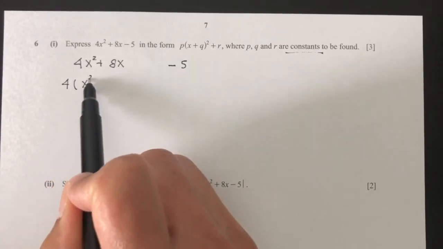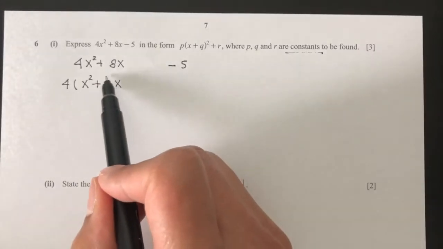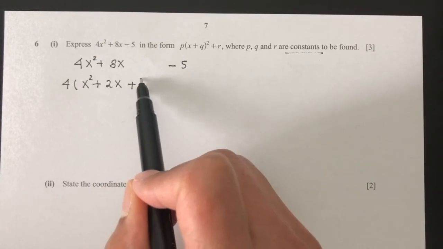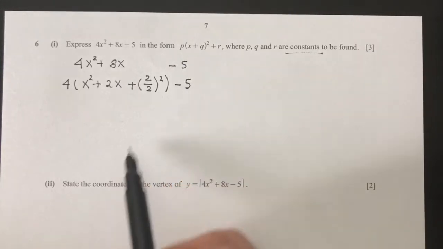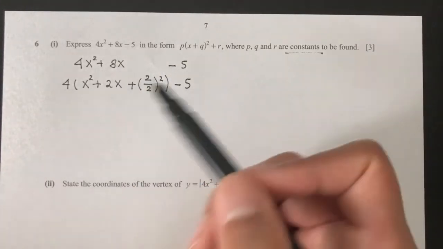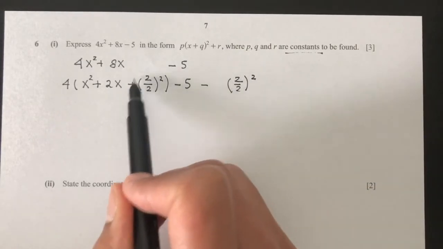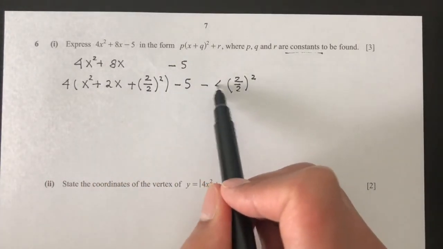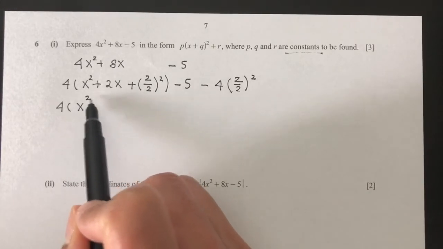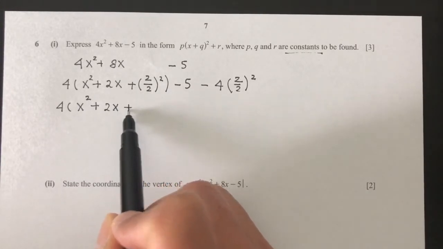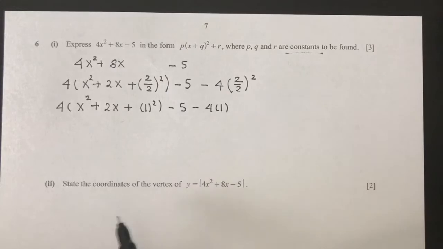You will have x squared plus 2x. Now the next step is you take this number, 2, divide by 2, square. We have minus 5 outside. Now when you add something, you have to minus the same thing. So minus 2 over 2 square. But since it was inside the bracket of 4, you have to take out 4 as well. You have to put 4 here as well. Now we can simplify. You have 4 times x squared plus 2x plus 1 square, minus 5 minus 4 times 1. So simplify.